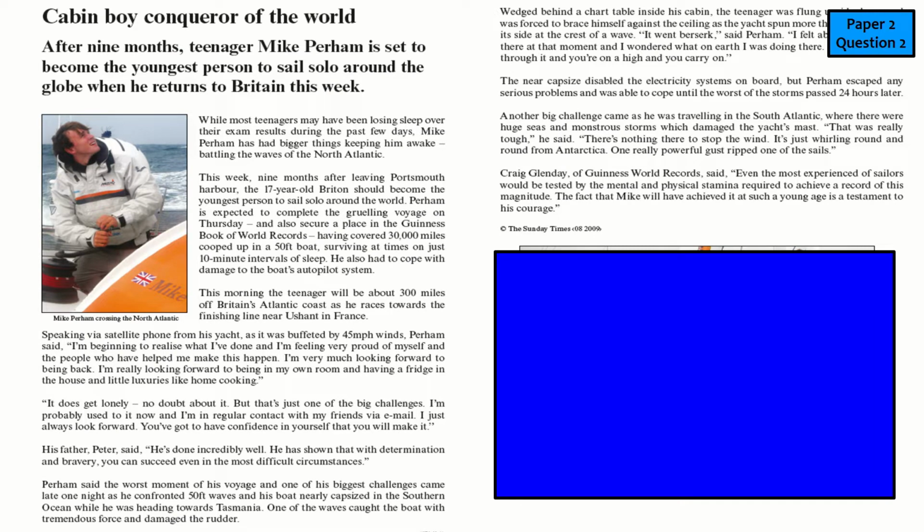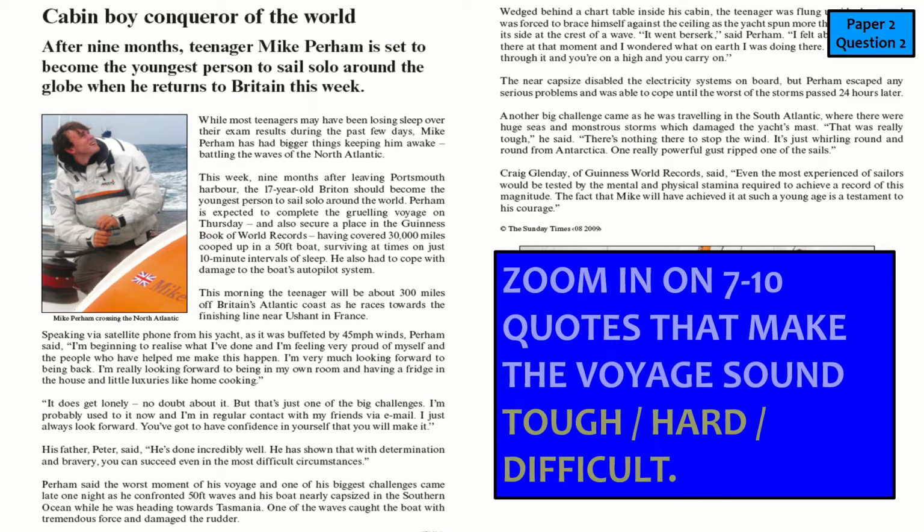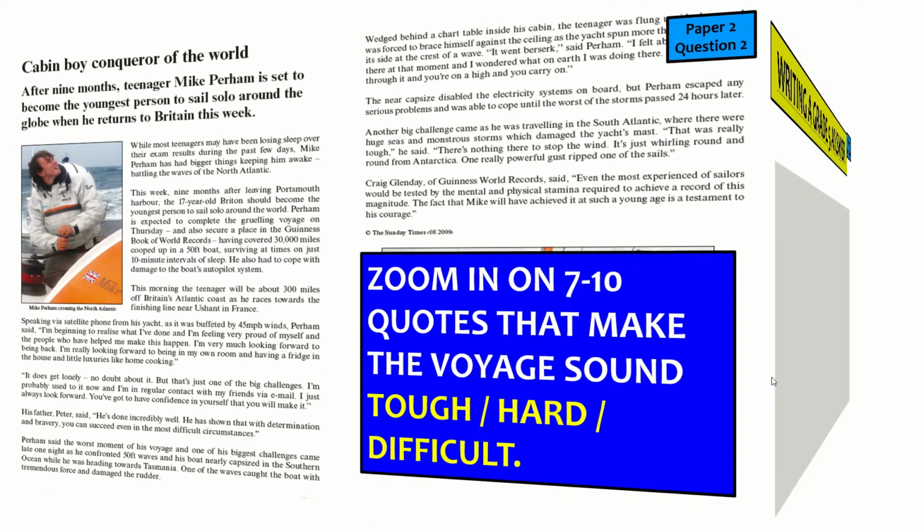Okay, so this is the article. It's available on Teams if you want to get it. So this is the extract. So what I would do is I would read this extract, and with my highlighter, I would highlight 7 or 10 quotes that make his trip or voyage sound tough or difficult. Remember, if you don't know a word, so for example, in the second paragraph here, it says grueling. If you don't know what grueling means, leave it. Don't guess. There will be enough in the article for you to talk about.